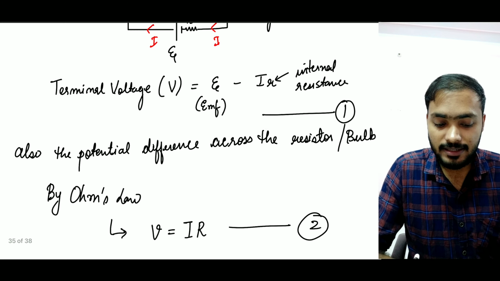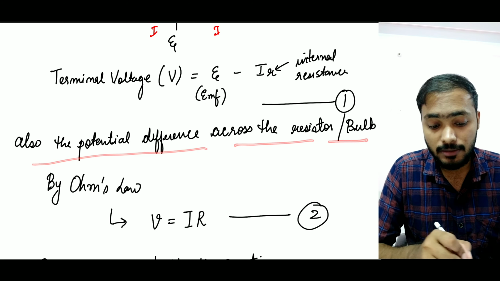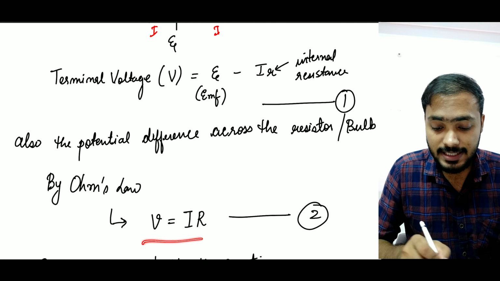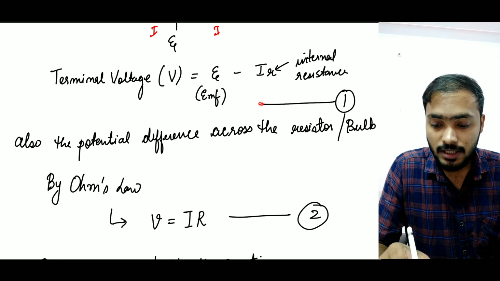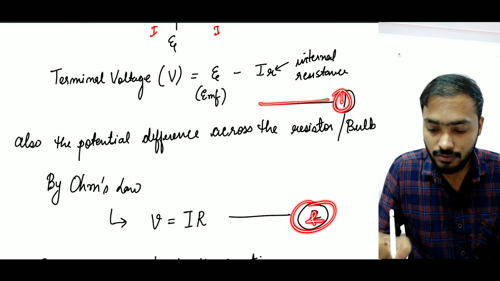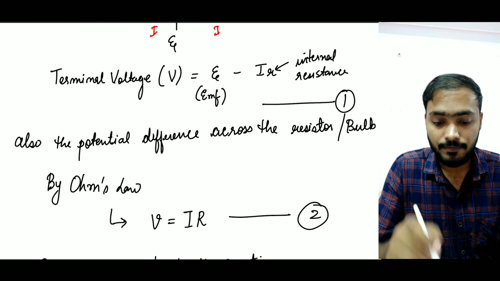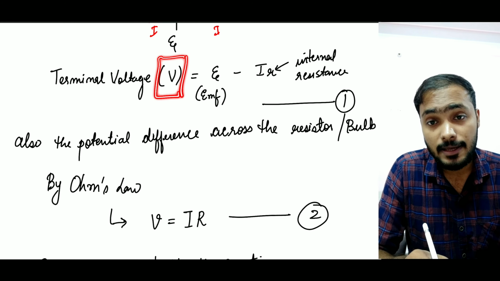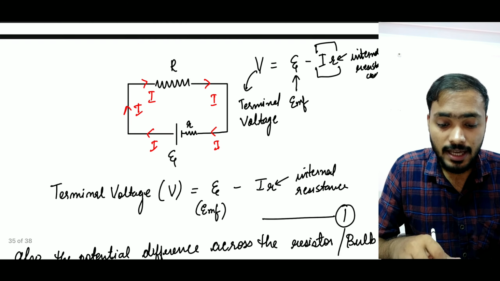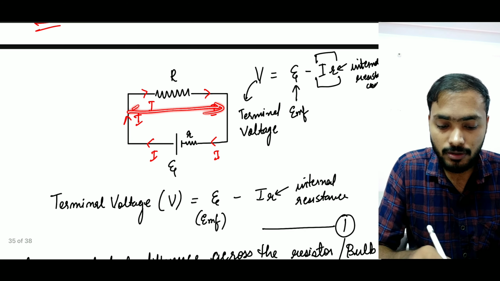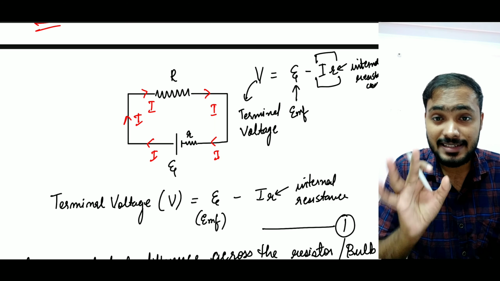So I can simply write in the next line, the potential difference across the resistor or the bulb by Ohm's law is V equals IR. Now this is very important. You guys have to see that equation number 1 and equation number 2 have the same LHS. Here the LHS is potential difference, and here also the LHS is potential difference, and both the values we are talking about are the potential difference across the same terminals. Yes or no?